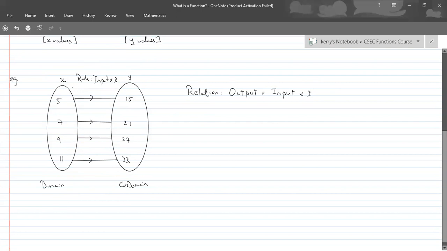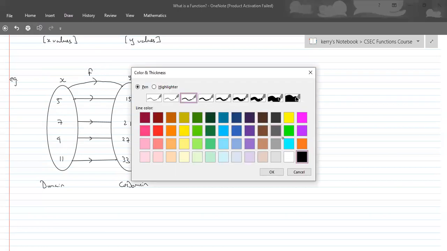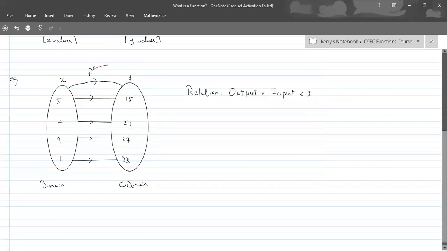So sometimes you will see an overarching arrow here. This arrow here, and you will see a letter on top. Most times you'll see f, and I'll explain why we use f in a little bit. So this letter is not a variable like x and y. What this letter tells us is just the name of the relation. So we call this relation f.